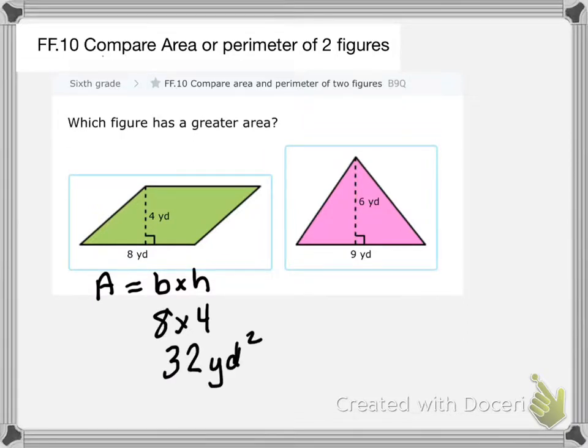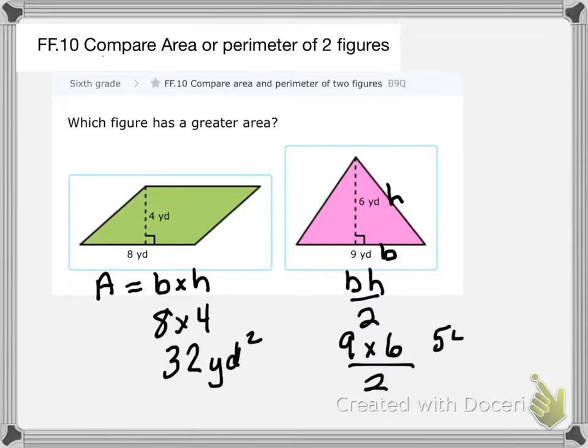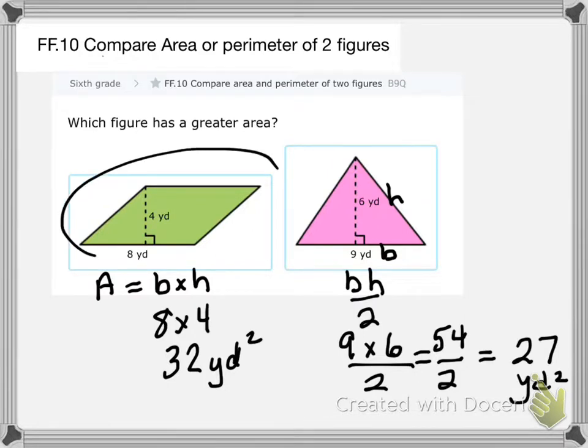And then over here for a triangle, remember it's base times height divided by 2. So I'm going to substitute in a base of 9 times a height of 6. Again, remember these are 90 degrees to each other. They're perpendicular, and then divided by 2. 9 times 6 is 54 divided by 2. And 54 divided by 2 is 27. And that would be yards squared. So our parallelogram here has a greater area because it's 32 compared to the 27.